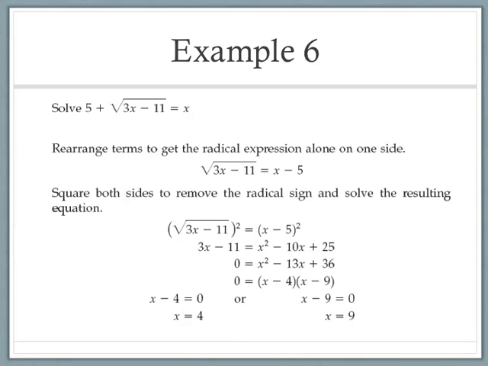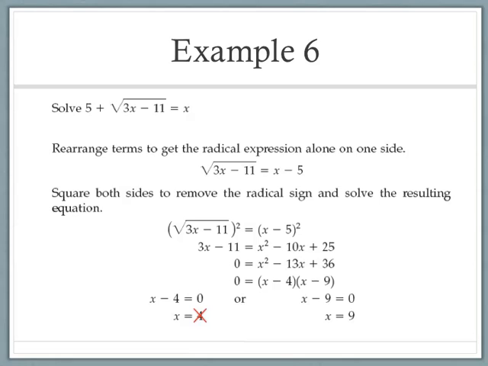extraneous solutions. So plugging 4 back in, we have 5 plus the square root of 3 times 4 minus 11 equals 4. Now 3 times 4 is 12 minus 11 is 1, so 5 plus the square root of 1 is equal to 4. That is not true, so x cannot equal 4.